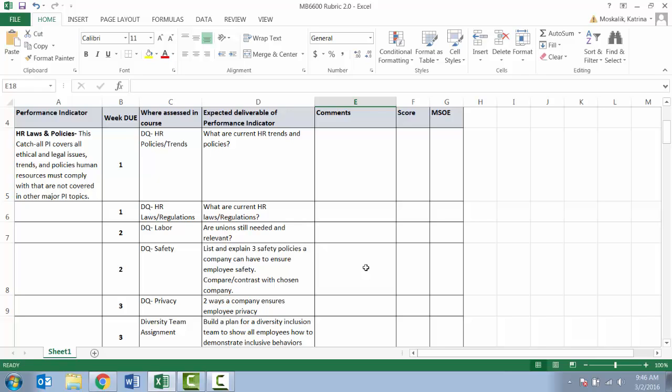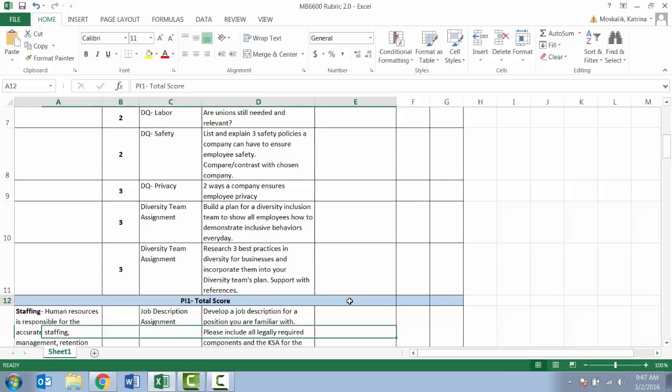So your first performance indicator is laws and policies. This is a catch-all performance indicator that covers a lot of policies and topics that aren't large enough to cover weeks of content, but do need to be discussed, such as trends, laws, unions, employee safety, employee privacy, and diversity. So these topics are all lumped together for your performance indicator 1 score.